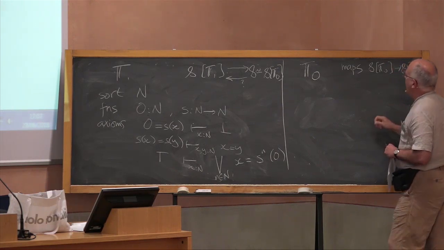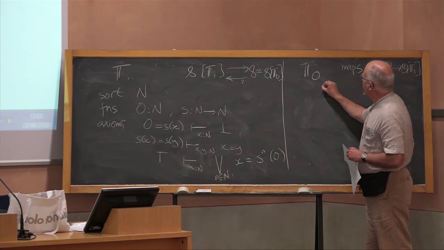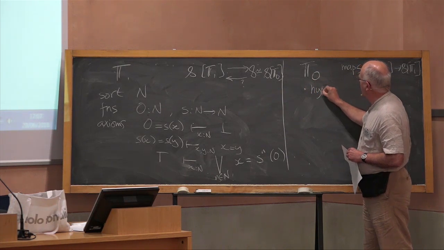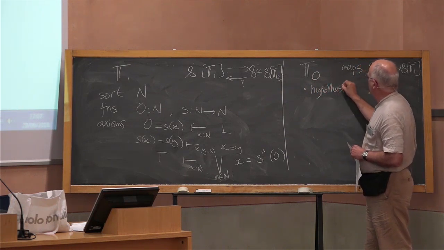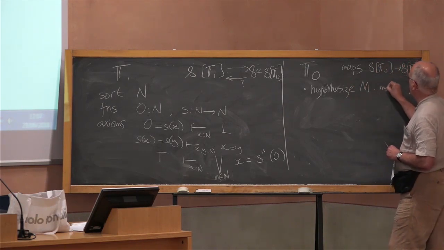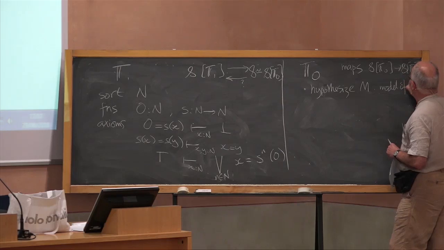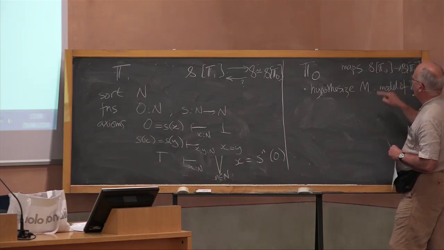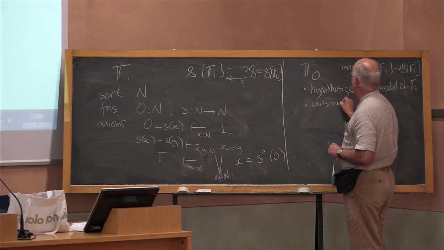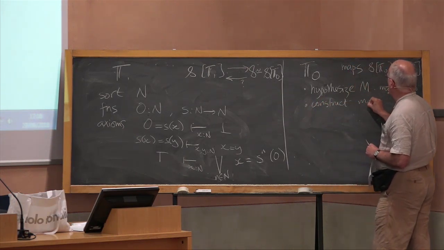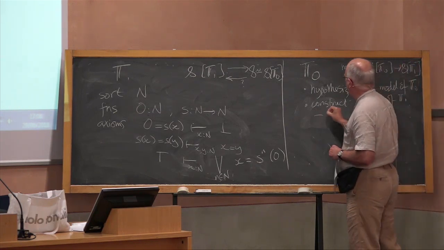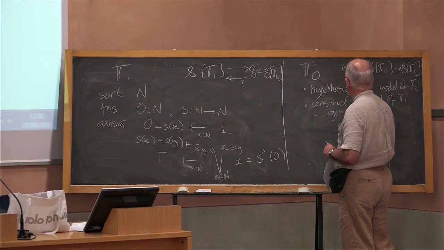S, T1. How do you make them? Well, the first thing is you hypothesize M, a model of T0, right there. You construct a model of T1, and you do it all geometrically.